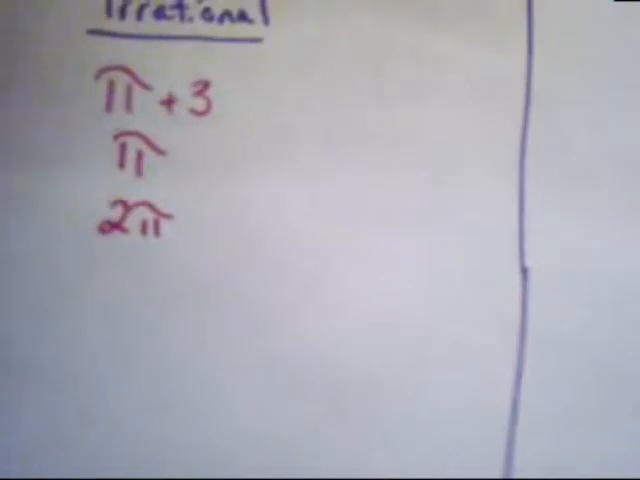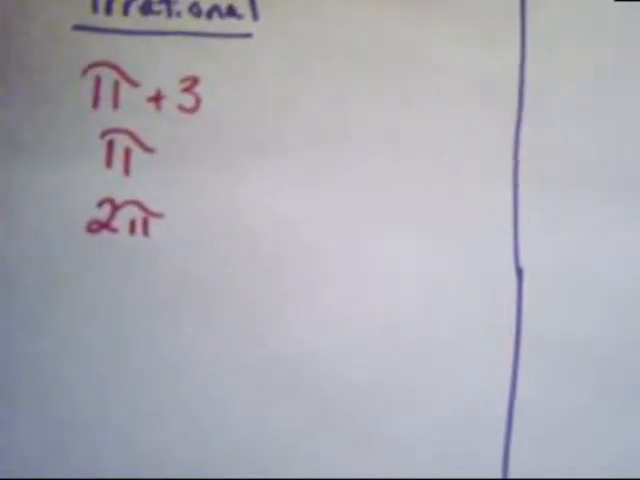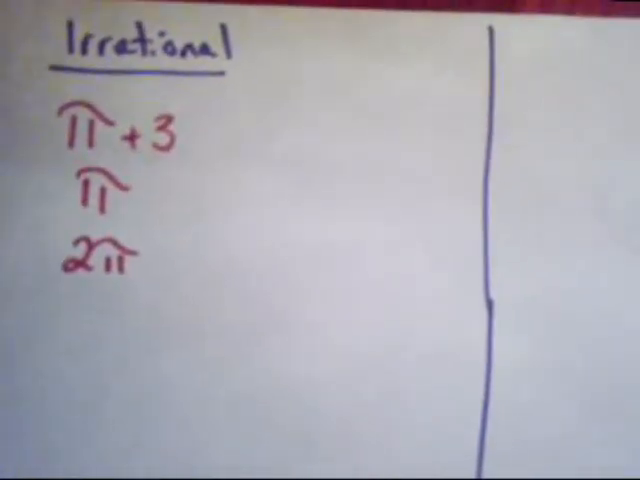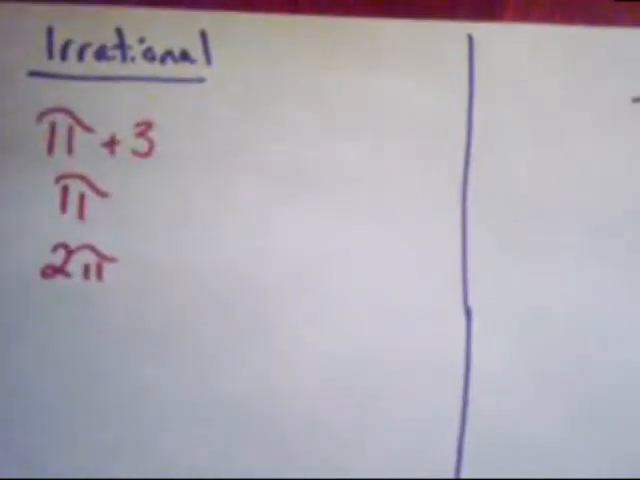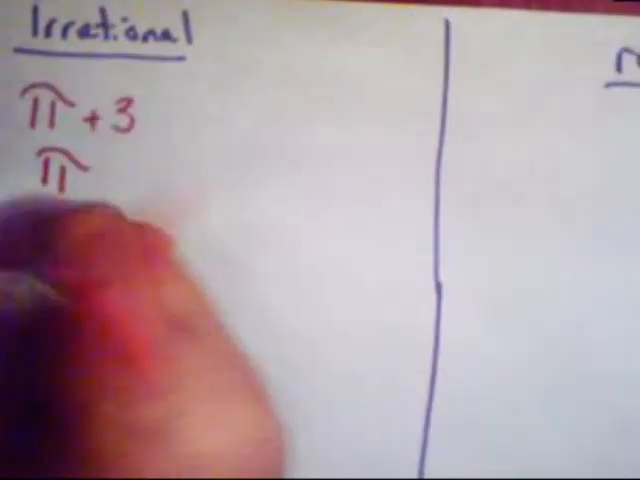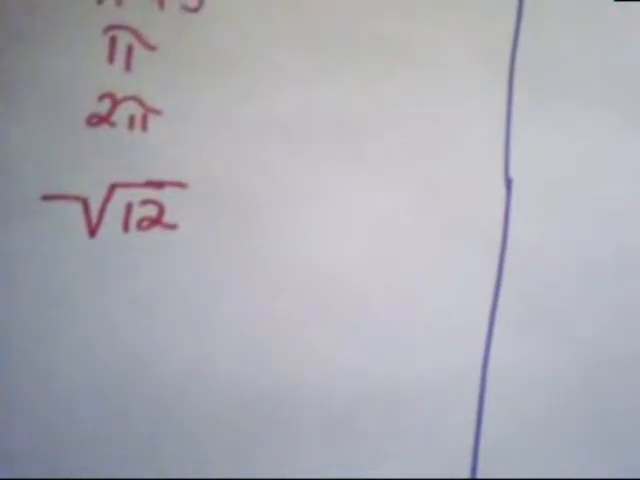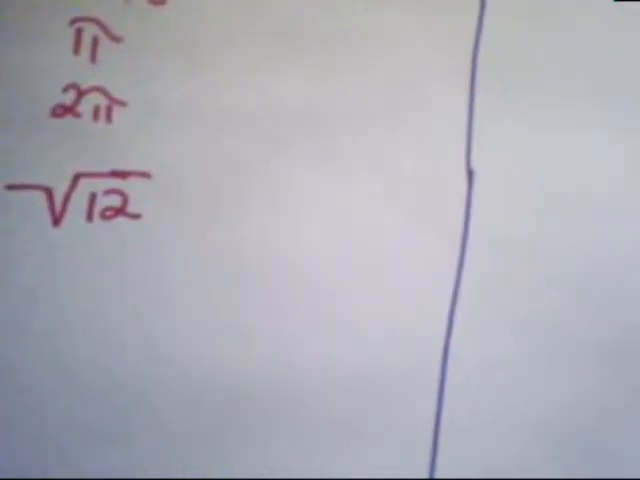For example, if you have pi being added to something, or pi by itself, or pi being multiplied by something, all of those numbers are irrational. Second category that we need to recognize for irrational numbers is imperfect squares. For example, the square root of 12. Square root of 12 is irrational because there's no number that you can multiply times itself that will give you the 12 that's on the inside.